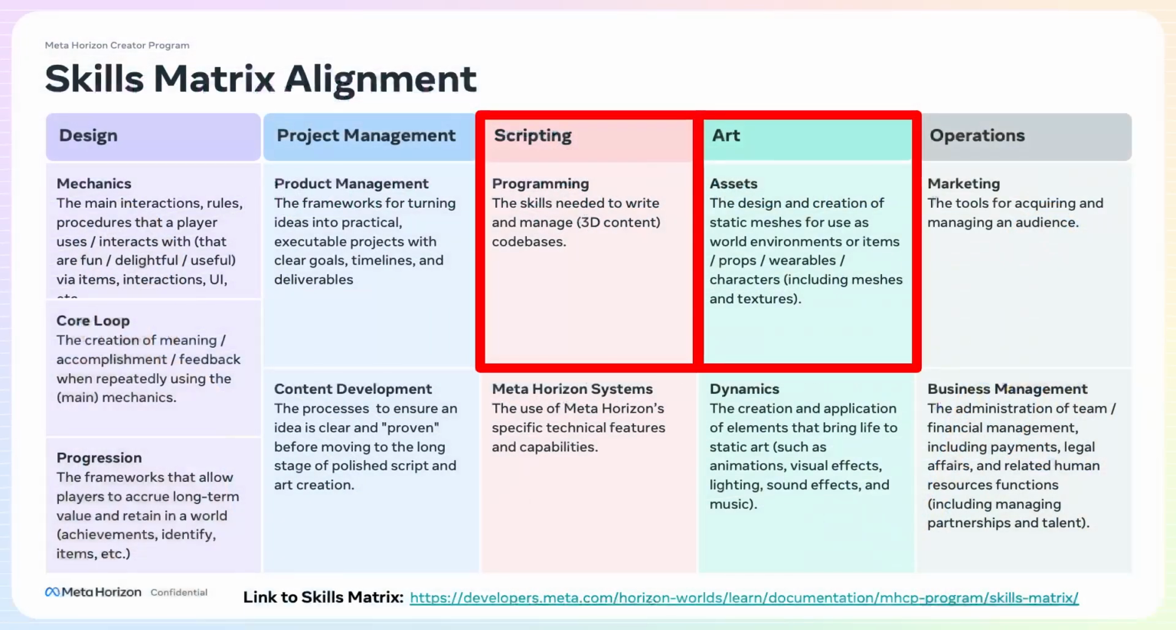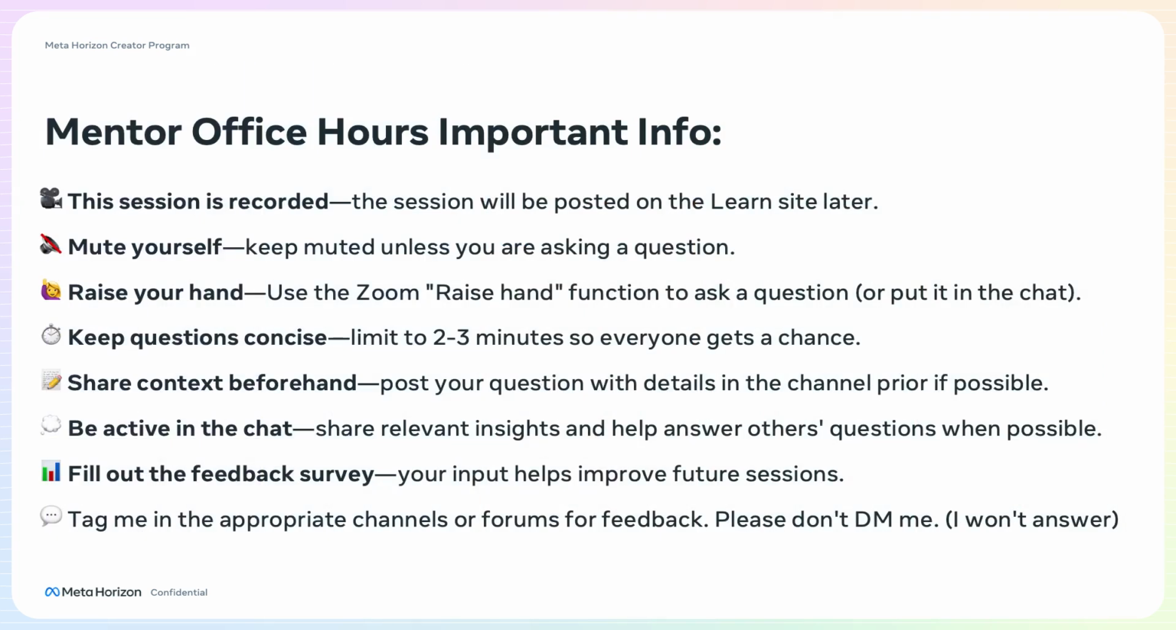Today's skills matrix alignments, of course, is scripting, programming the skills needed to write and manage 3D content code bases. And then we have art assets, design and creation of static meshes for use as world environments or items, props, wearables, characters, so on and so forth. All of the magic.